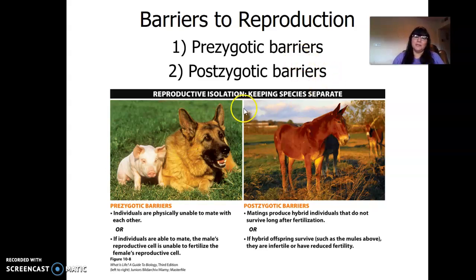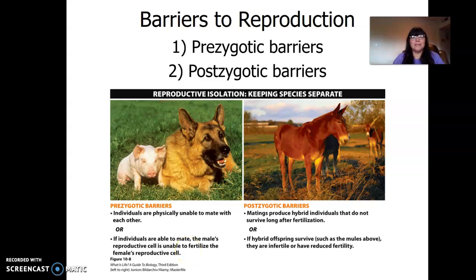Okay, so here it's kind of a funny picture. Here would be a prezygotic barrier. For example, individuals are physically unable to mate. The pig and the dog would not mate with one another. This is a prezygotic barrier. Or if individuals are able to mate, the male's reproductive cell is unable to fertilize the female.